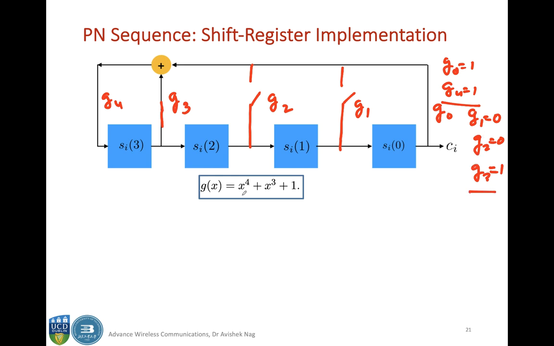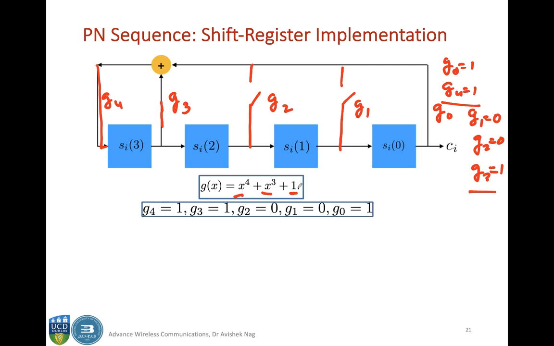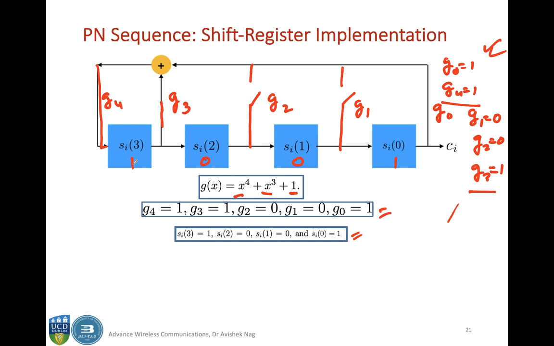Since G4 is 1, your x to the power 4 is in this expression, your G3 is 1, so x to the power 3 is present, but the others are 0, so all the other terms of x are non-existent here, and then you have G0 which is also 1. So the generator polynomial is x to the power 4 plus x to the power 3 plus 1, and these are all the GIs which I have already written. And then let's assume that your initial state within these shift registers is given by this line. So let's say SI0 is 1, SI1 is 0, SI2 is 0, and SI3 is 1. Let's assume that this is your initial state.